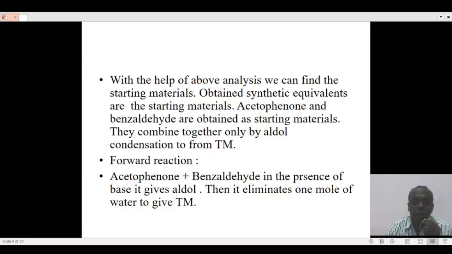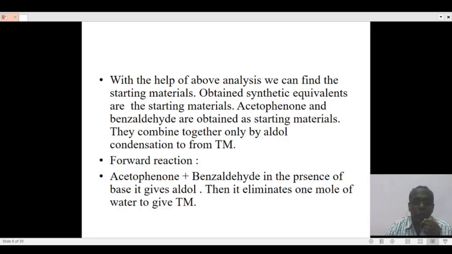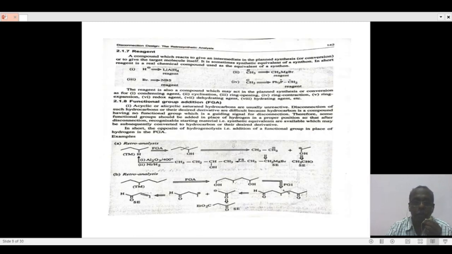With the help of the above analysis, we can find the starting material. The obtained synthetic equivalents are the starting material. Acetophenone and benzaldehyde are obtained as starting material. They combine together only by aldol condensation to form the target molecule. They have the forward reaction. Acetophenone and benzaldehyde in the presence of base give the aldol. Then it eliminates 1 mole of water to give the target molecule.